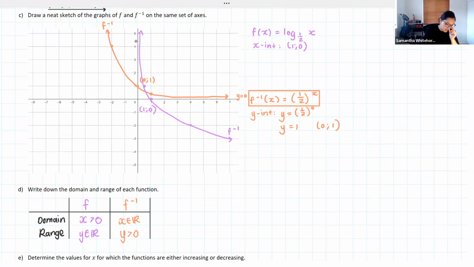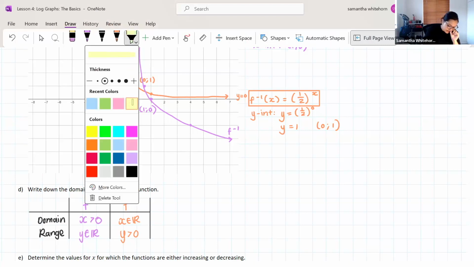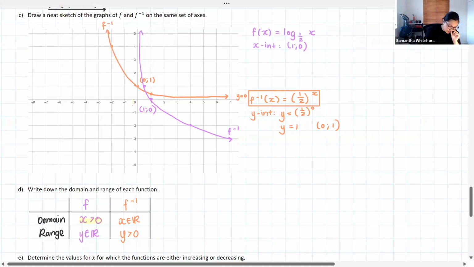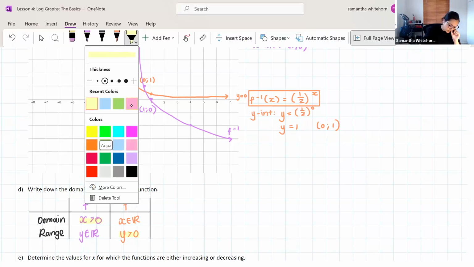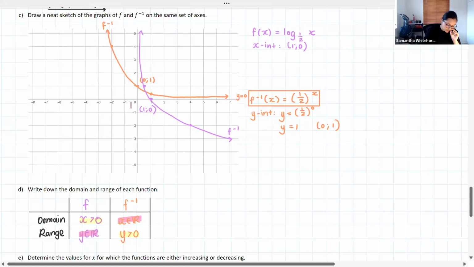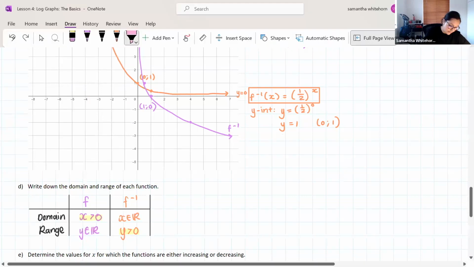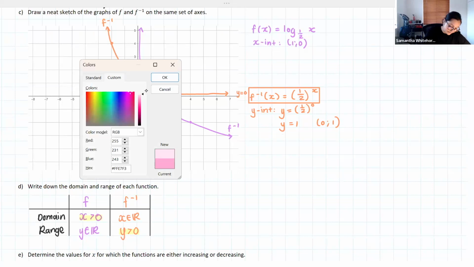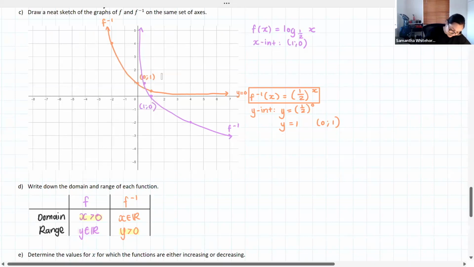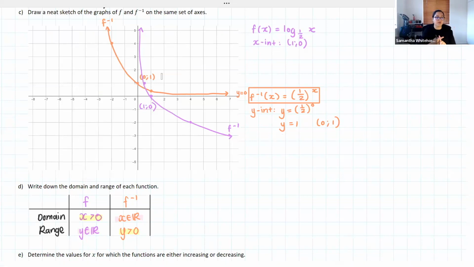If we're not seeing the swap, I'll help you out here for a second. So domain of the original becomes range of the inverse. Range of the original becomes domain of the inverse. Terrible color choice on my part, so let's redo that. But work with those swaps. That is the key to inverses. I cannot stress that enough.